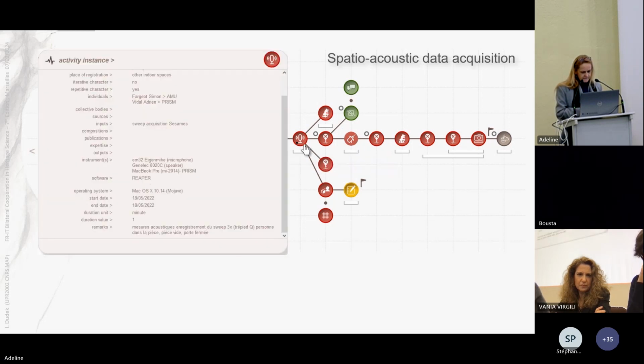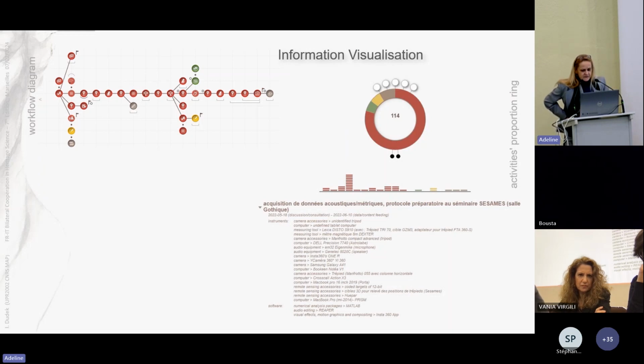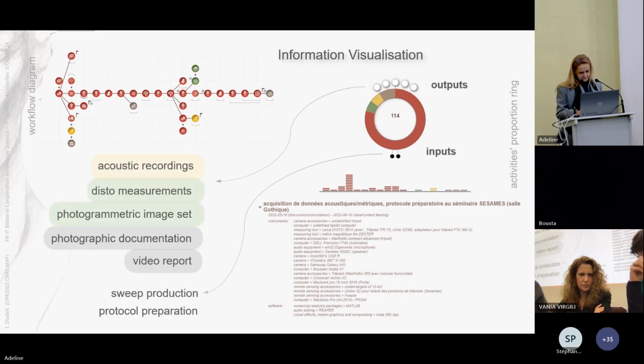The same data can be visualized in different manners. On the left-hand side, you have a process represented as a workflow diagram. On the right side, the same process is depicted as an activities proportion ring that is called sometimes bonhomme d'activité. This visualization displays the relative proportions of each group of activities inside the process. It shows the number and types of results and inputs. We have also information about all instruments that have been used, all software, dates, and things like that.